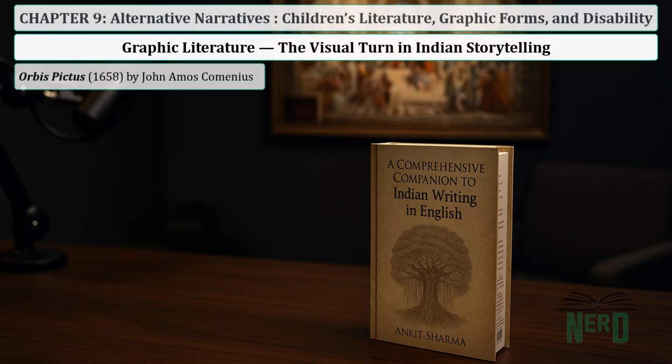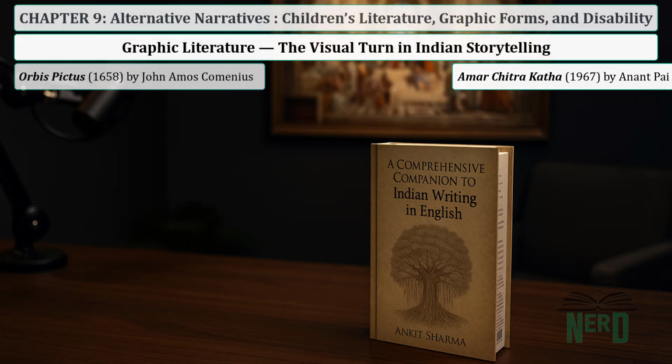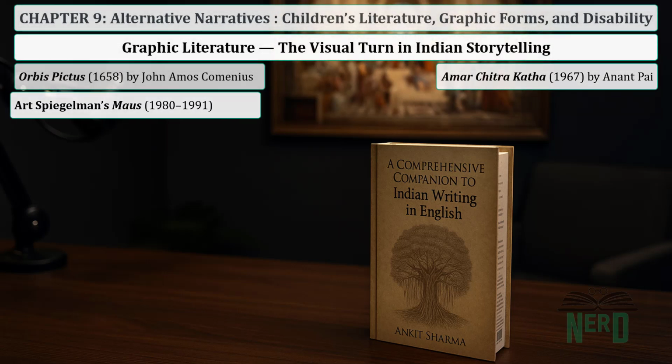Fast forward 3 centuries to 1967, when Anand Pai launched Amar Chitra Katha, a landmark in Indian publishing. With its iconic comic book format, ACK revived the epics, legends, and heroes of India, making cultural heritage accessible to generations of young readers. Then came Maus by Art Spiegelman, spanning the years 1980 to 91.